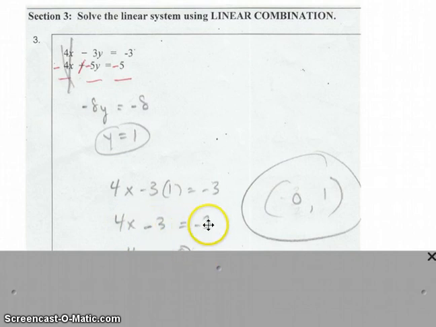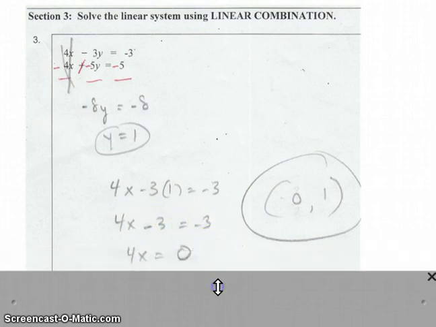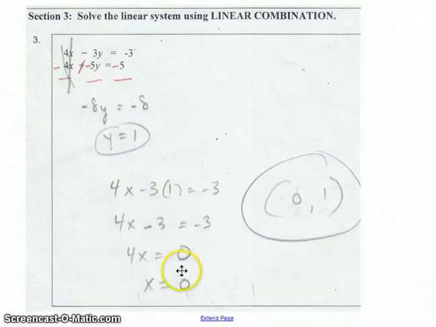Well, when I add the 3 to this side, I'm going to have 4x equals 0. Well, that means x equals 0. And so I've got my two letters. X is 0, y is 1, and the point where these two lines, this linear system, is solved, where those two lines cross, is at (0, 1).